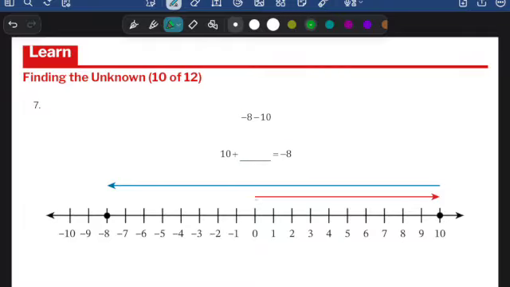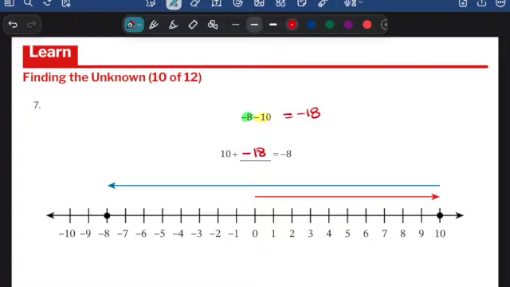Number 7, we started at 0, we moved to the right to get to positive 10, and then to get to negative 8, we have to move to the left, so that means our unknown addend will be negative 18. Again, I move to the left to get to 8, and then I move to the left 10 more times. So I already started at 0, I go to the left 8, and then I go to the left 10 more times to end up at negative 18.